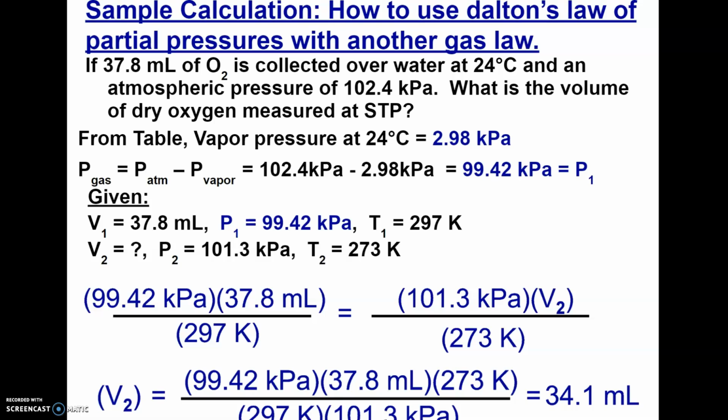So I hope this helped clarify using Dalton's law with another gas law. I highly recommend that you go back and look at 10-5. I saw many people forgetting to adjust that pressure before doing the combined gas law. And you may need to use this for the lab that is due at the end of this week.